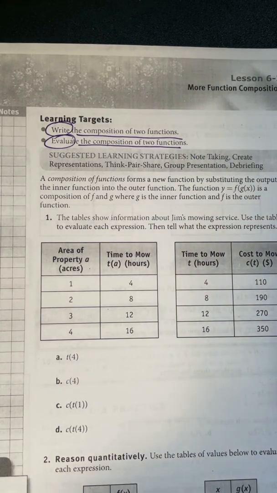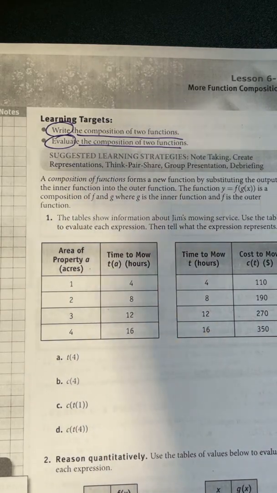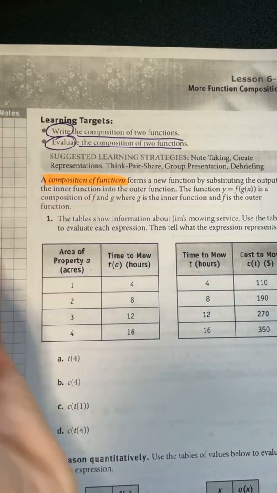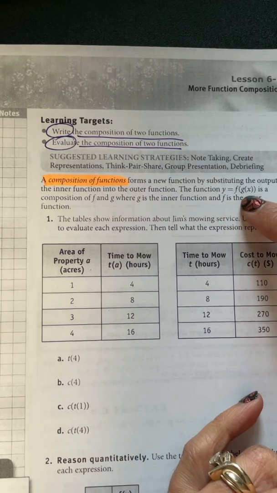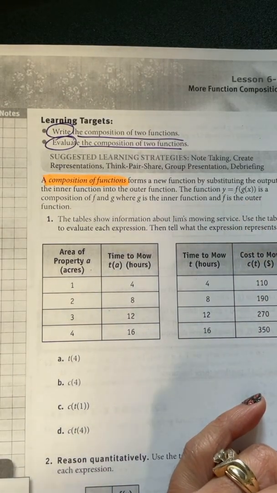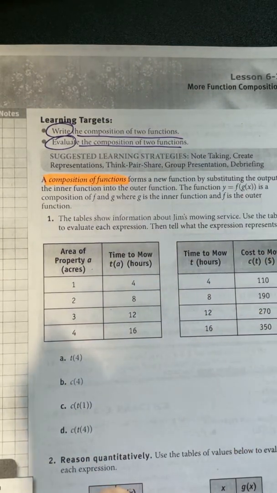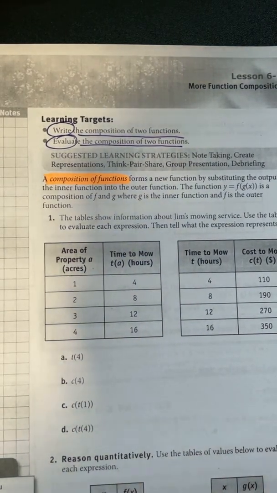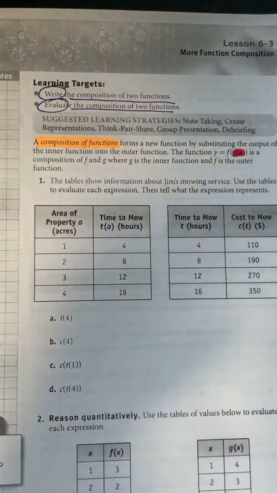A composition of functions forms a new function by substituting the output of the inner function into the outer function. The function f of g of x is a composition of f and g, where g is the inner function and f is the outer function. What I tell my students is always work from the inside out. So you would focus on g of x first and then work your way out of that bubble.